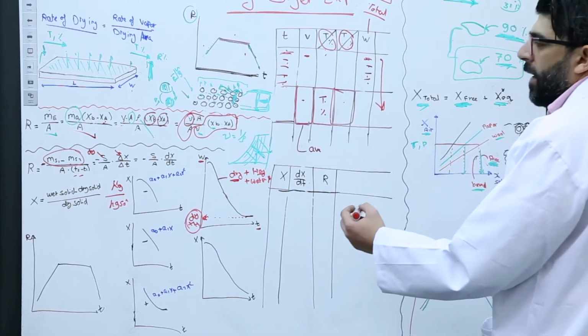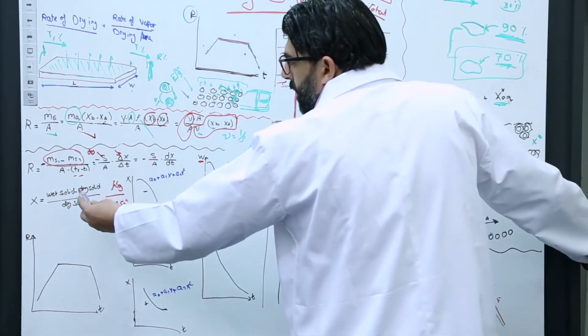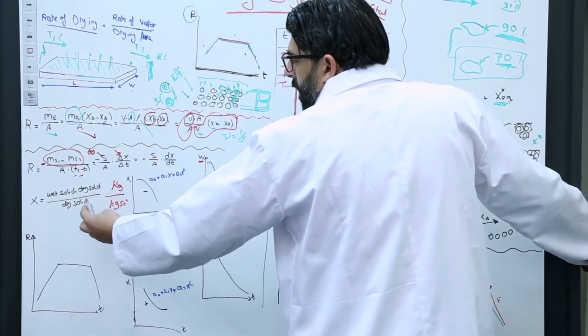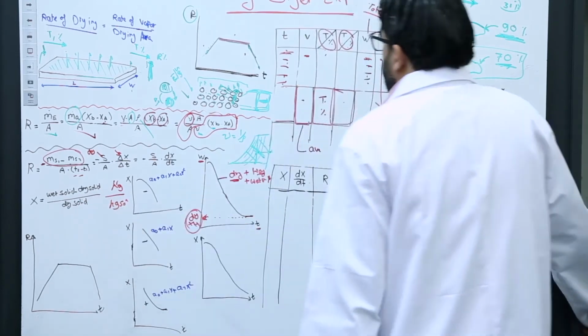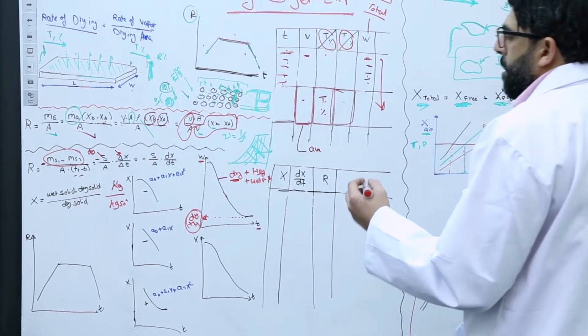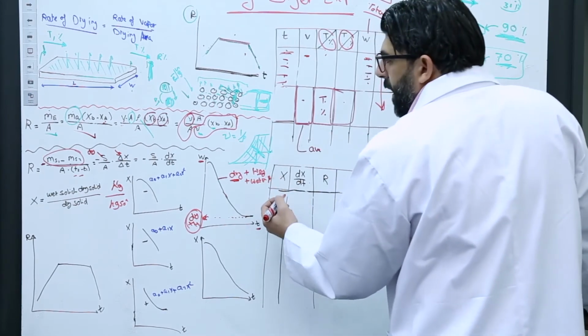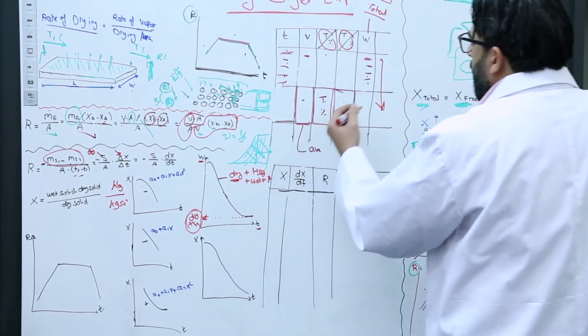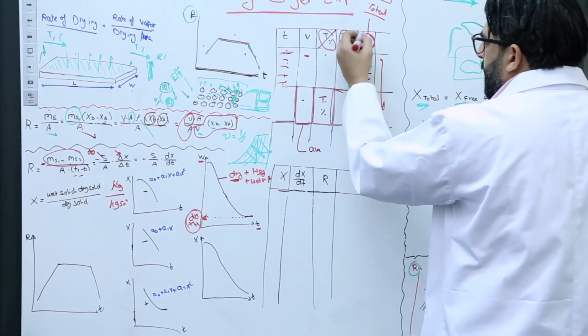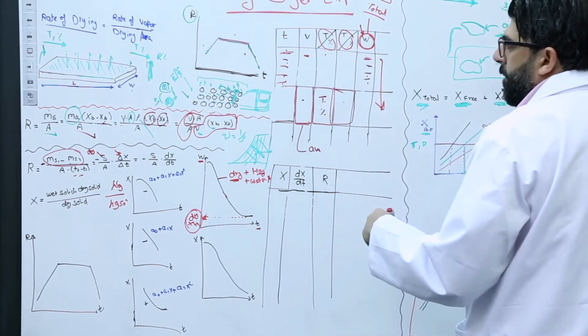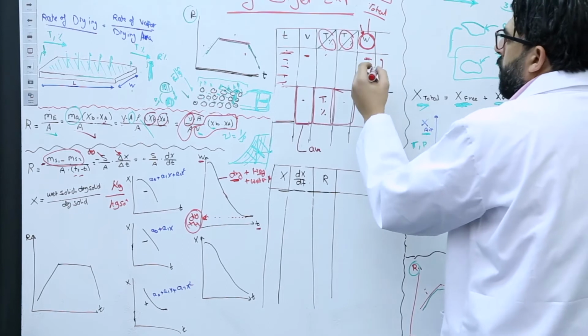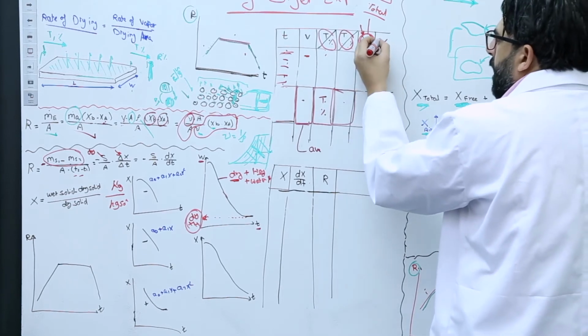okay, how to calculate X? X is the wet solid minus dry solid over dry solid. So then for X, you can calculate the wet solid. Okay, now you already have this weight. This is the total weight. Okay, total weight. Then you can calculate the weight of water.